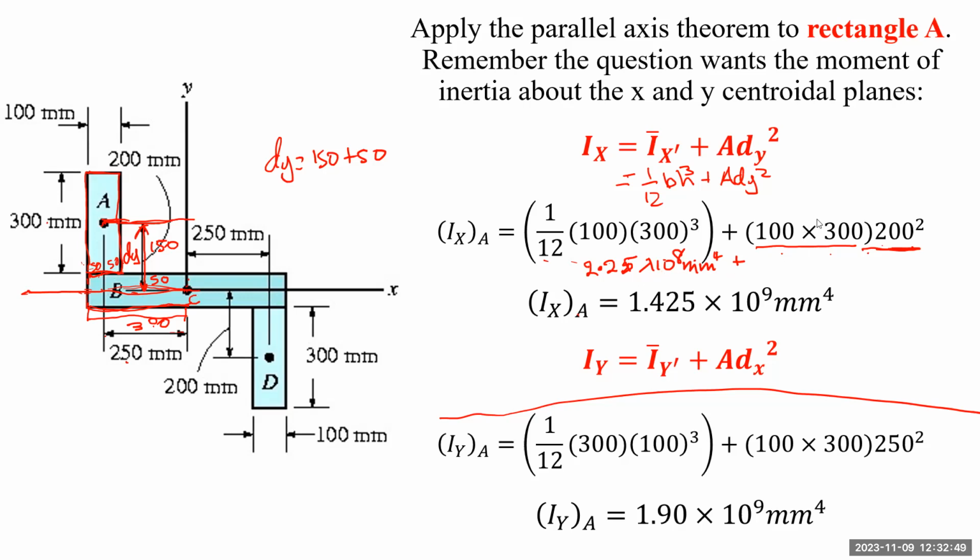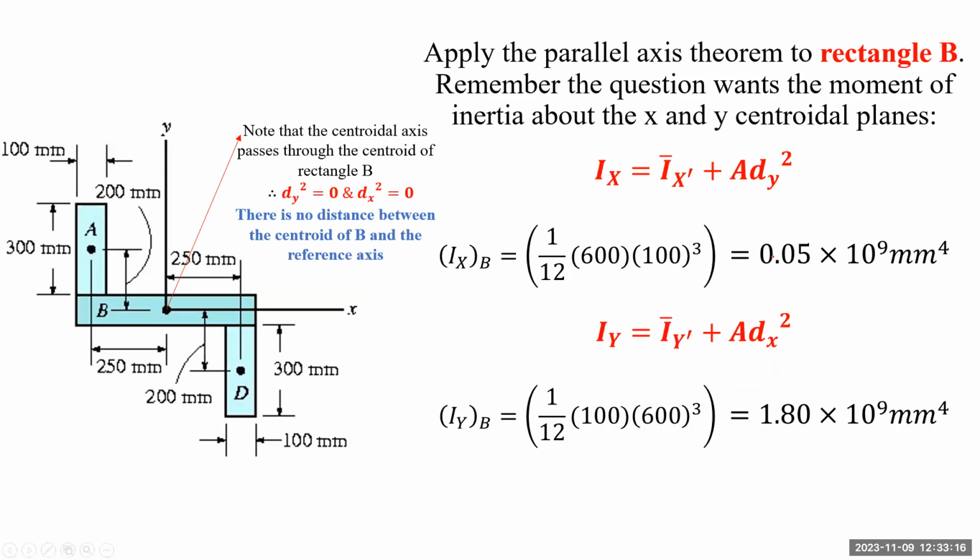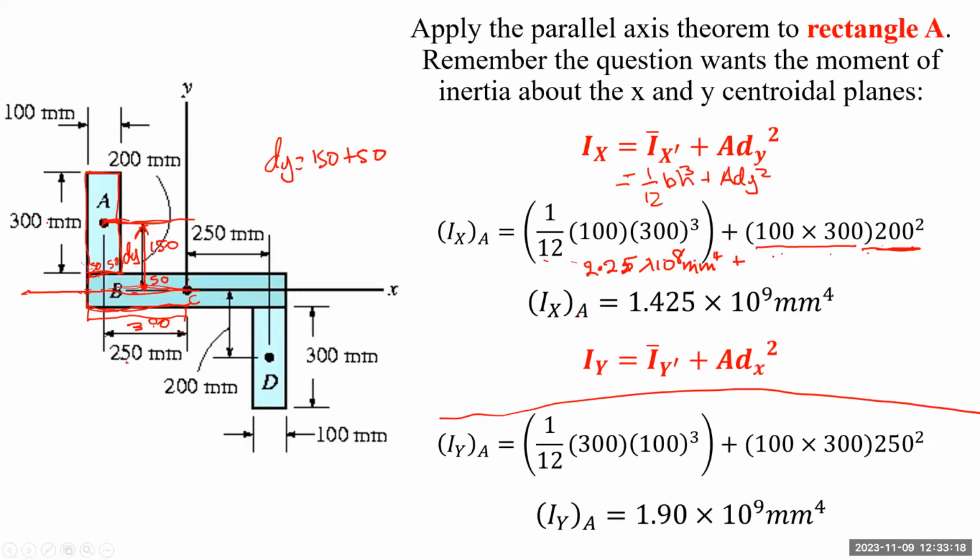All right, what about the second part? Work out the second part. Tell me what you're getting for the second part. So 100 times 300, right, times 200 squared. What you got for that part?